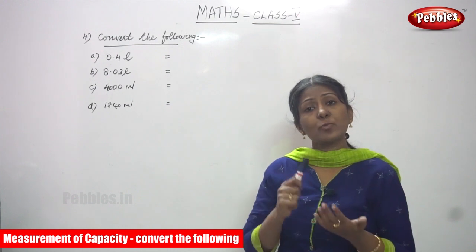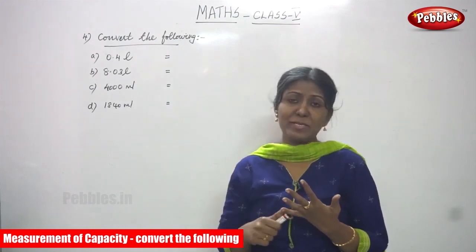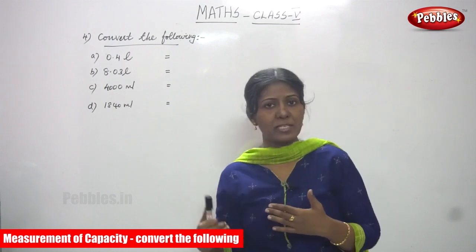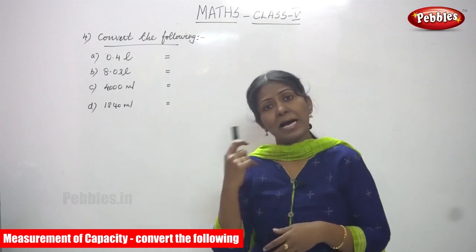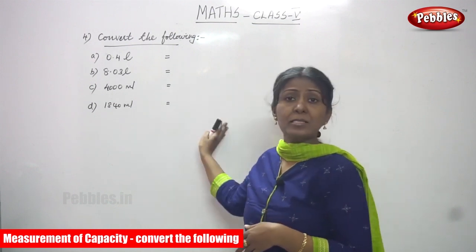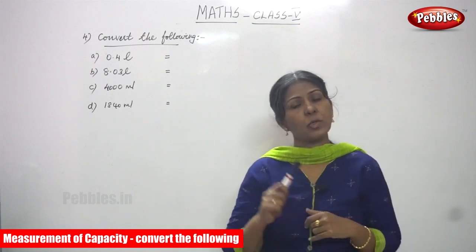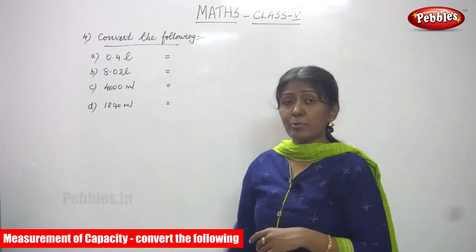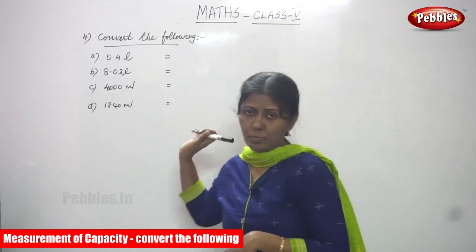In last class, we have seen measurement of length, measurement of mass, measurement of capacity. All those things we have seen. This is the last unit, measurement of capacity. I have already told you the formulas for this unit: 1 liter is equal to 1000 ml and 1000 ml is equal to 1 liter. So now we are going to convert the following. We will use the formula and convert the following.